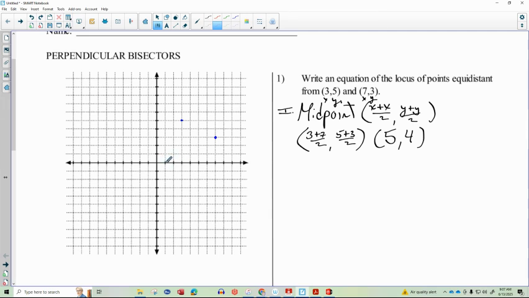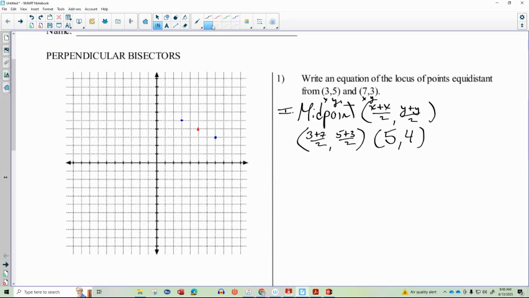I'm going to go find it here and go 1, 2, 3, 4, 5. Sorry, 1, 2, 3, 4, 5. Then 1, 2, 3, 4. It's right there. And as you can see, it's exactly in the middle of those 2 points, right? So that's why this graph is helpful, because it makes you more confident that you're on the right path here.